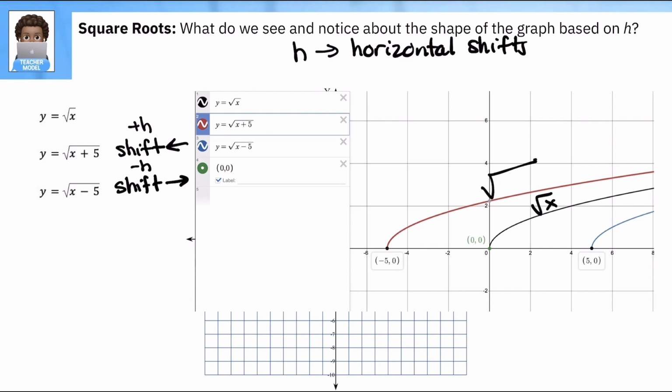And here we have x plus 5, and it shifted 5 to the left. And here we have x minus 5, and it shifted 5 to the right. So this is confirmed. When there's a positive h, it shifts to the left, so the vertex becomes a negative number. And if it's a negative h, it shifts to the right, and so our vertex will have a positive value for x. So name that. We got some confirmation. We had a little bit of change last time, but everything here is exactly the same.